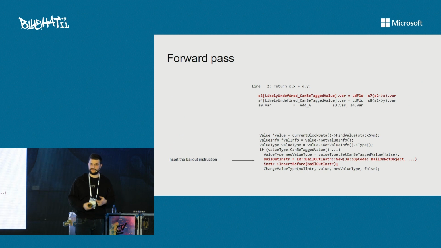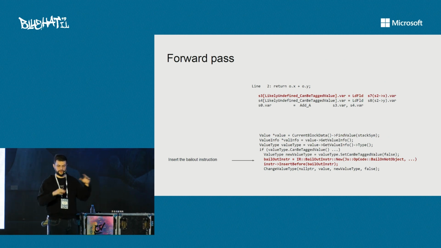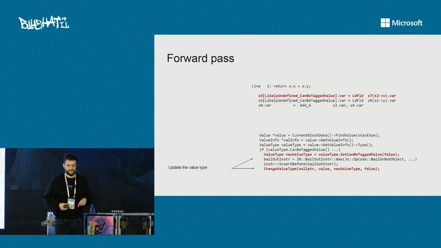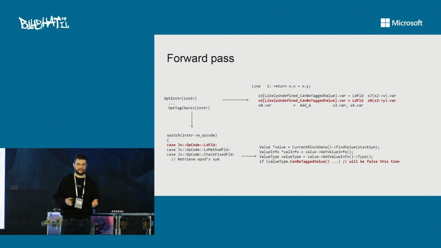So the check is true, and we'll basically do two things. The first one, we'll insert a new instruction, which is bail on not object. This is what we've seen before, the first check that you saw at the beginning, where it checks that the thing is an object, and if not, it just completely bails out. And then we update the value type, because since we inserted a check that the thing is an object, we know going forward that it is definitely a pointer, so we update it. It cannot be a tagged value anymore. And now the cool thing is that when you process the second load field instruction, you follow the same code path, but this time the check will return false.